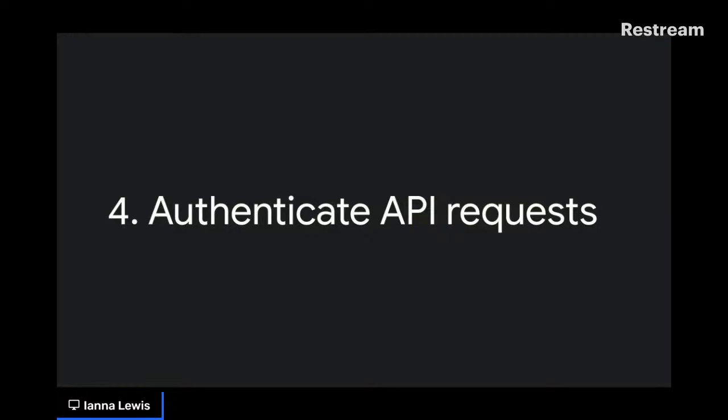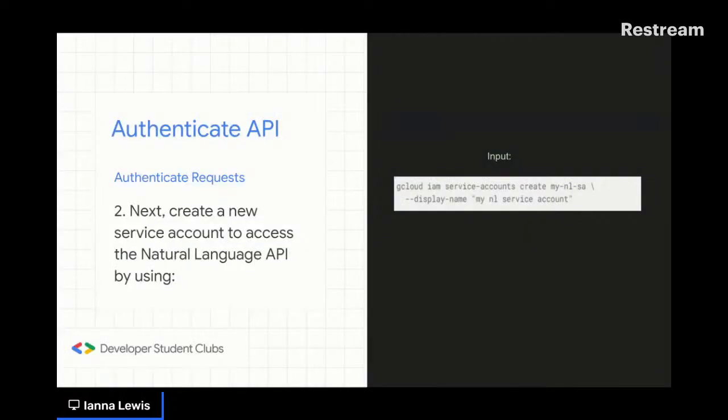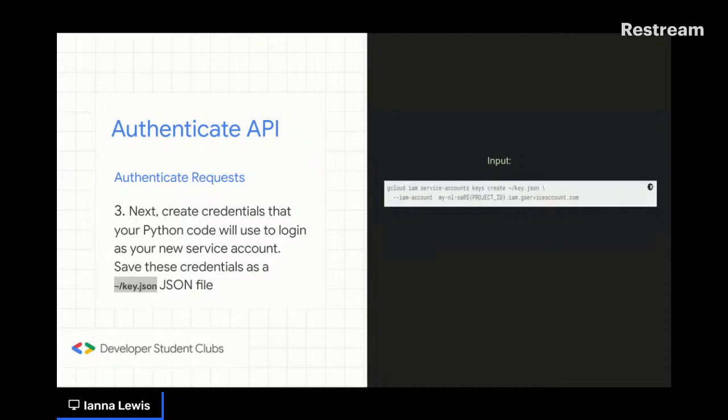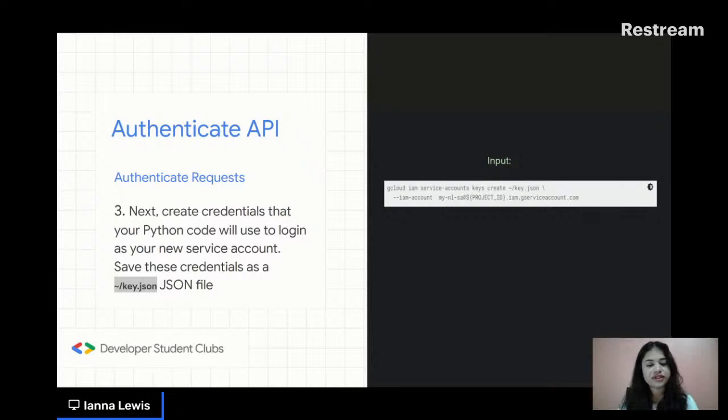The next step is creating a new service account to access the Natural Language API by using the command that you see on your screen. And then once you click enter, the next step is to create credentials that your Python code will use to log in as your new service account. So you create and save these credentials as a JSON file by using the following command.